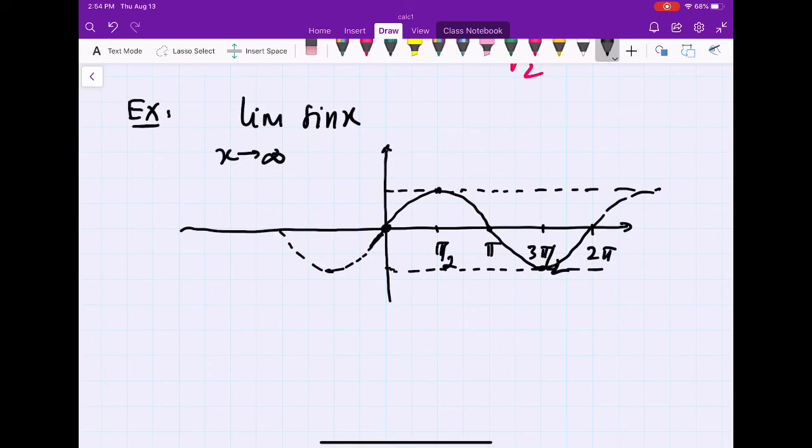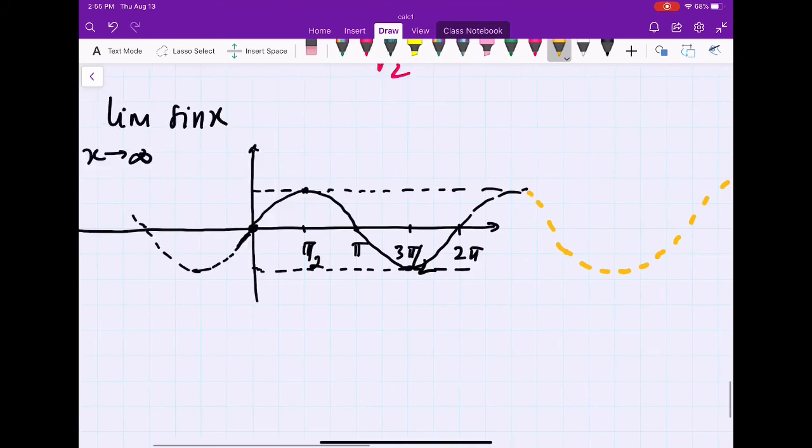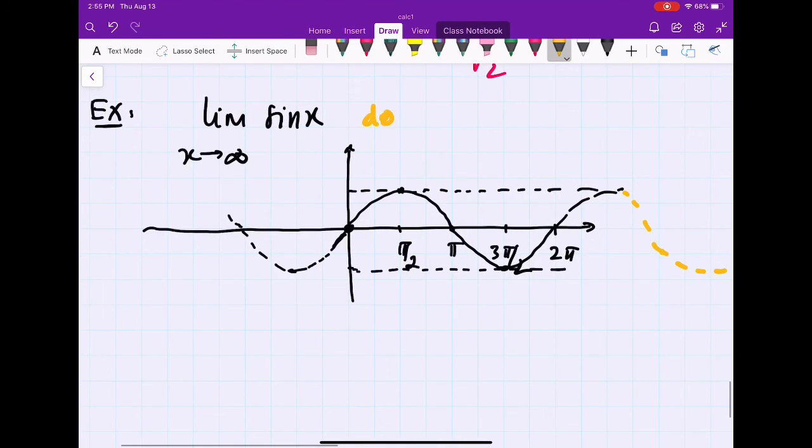So what happened with this function at infinity? You don't know, right? Because the function might not converge to any point when x approaches infinity. Is that correct? X just changes, right? The function just continues like this and never stops at any point. Does that make sense? So the limit of this function does not exist.